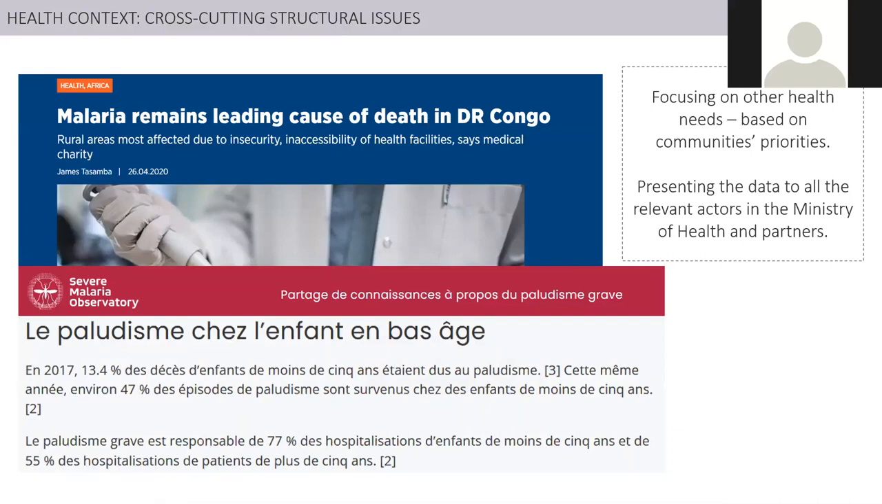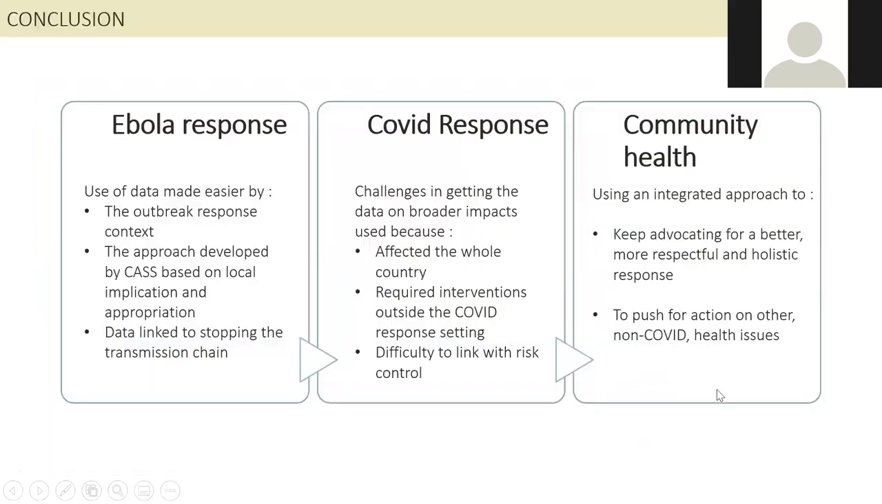So here, it's again to highlight the importance of focusing on other health needs based on communities' priorities. Because for communities, if they're dying of malaria, how are we going to talk to them about COVID? And sometimes communities' priorities are not our priorities. So here, coming to an end already.